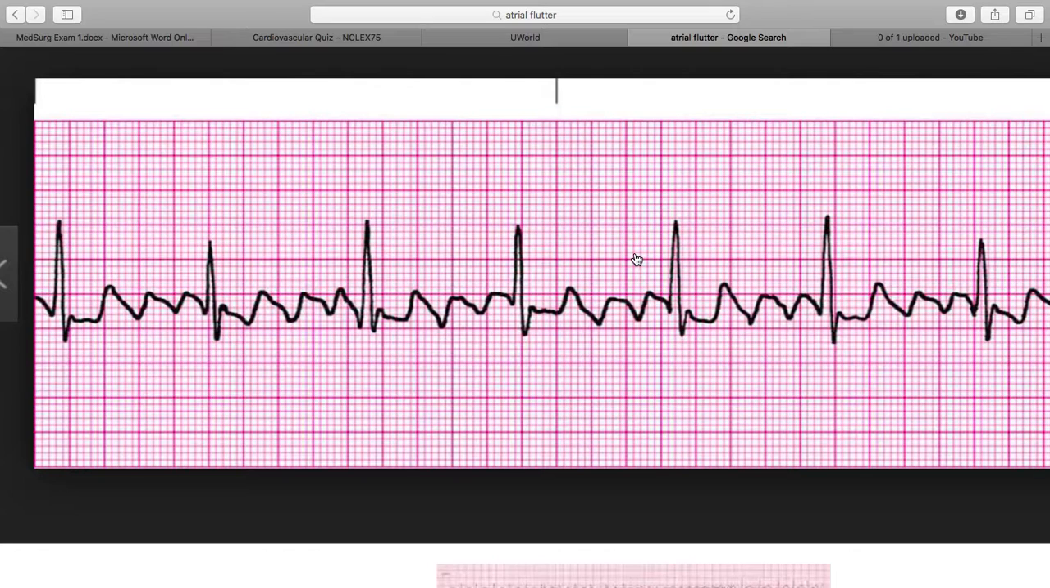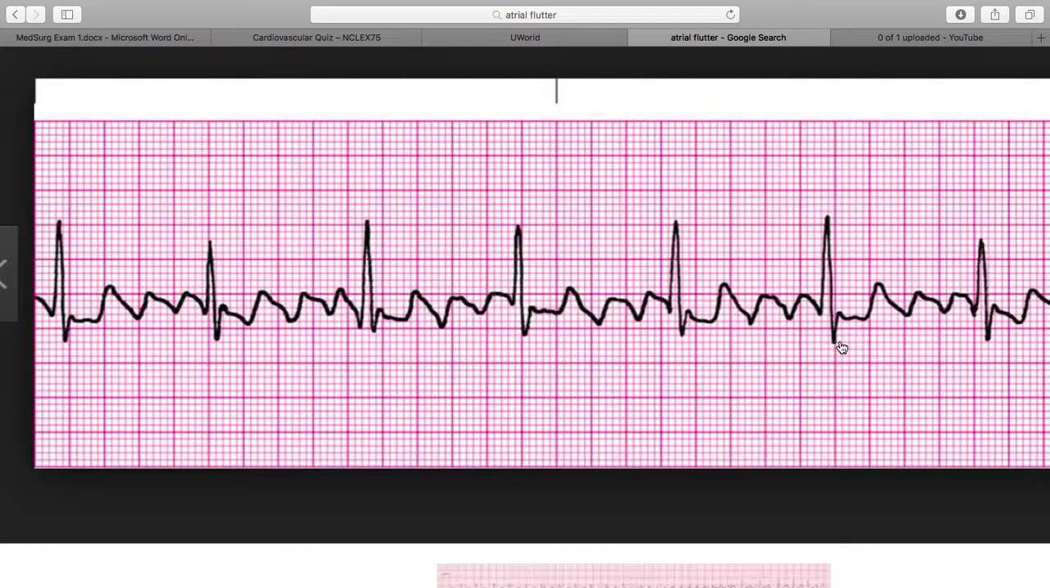Is our PR interval normal? So let's see, one. So yes, it is normal. I count four boxes. For this particular one, that's a yes. Is our QRS interval normal? One. So I count two boxes. So yes, that is normal.